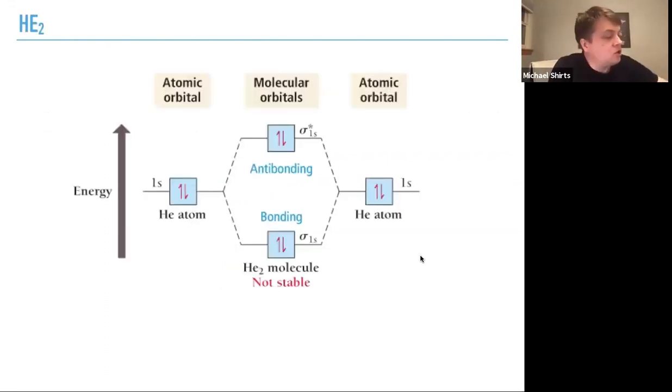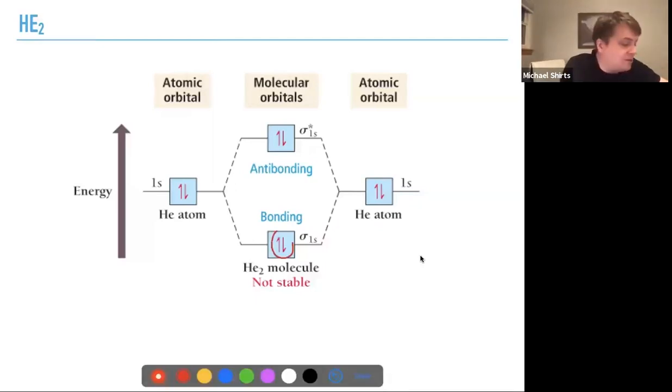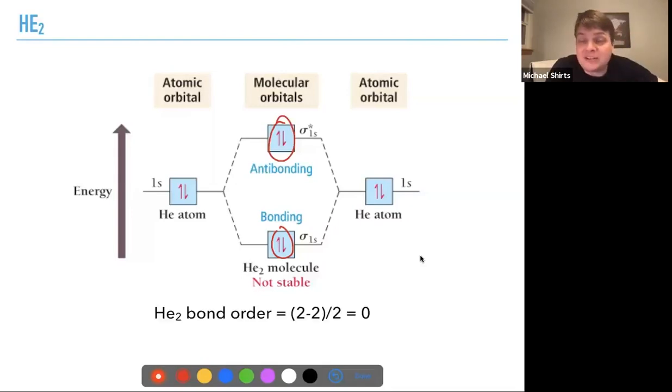Okay, so let's look at He2. We still only have 1s orbitals available. We still only have 2 1s orbitals available. That's what the electrons are in. And then we have 4 electrons to place. We place 2 electrons in the bonding orbital, but we have to put 2 electrons in the antibonding orbital. There's nowhere else for them to go. And therefore, the bond order is going to be 2, the number of electrons in the bonding orbital, minus 2, the number of electrons in the antibonding orbital, divided by 2 equals 0. The bond order is 0.